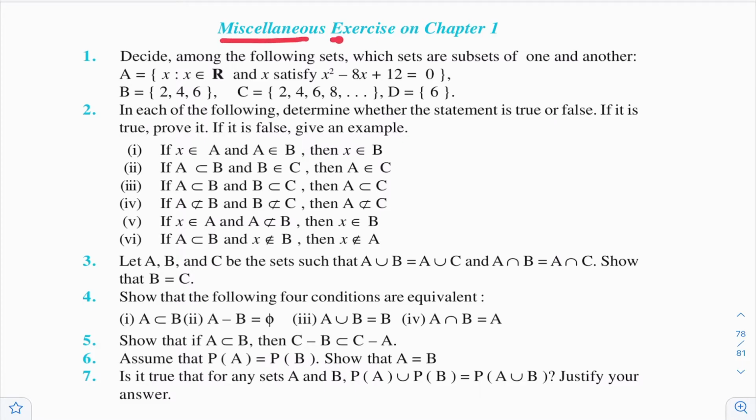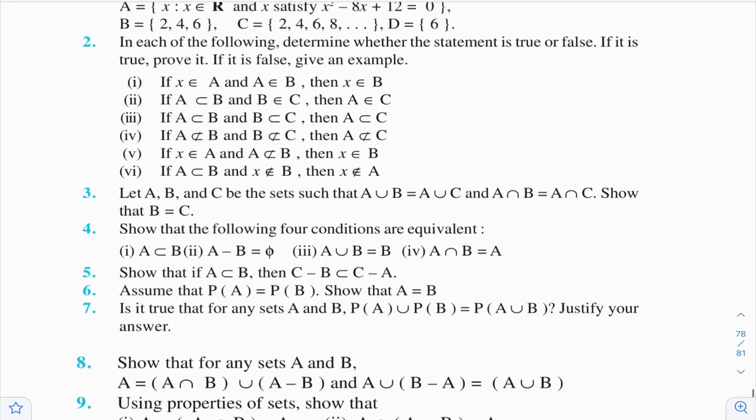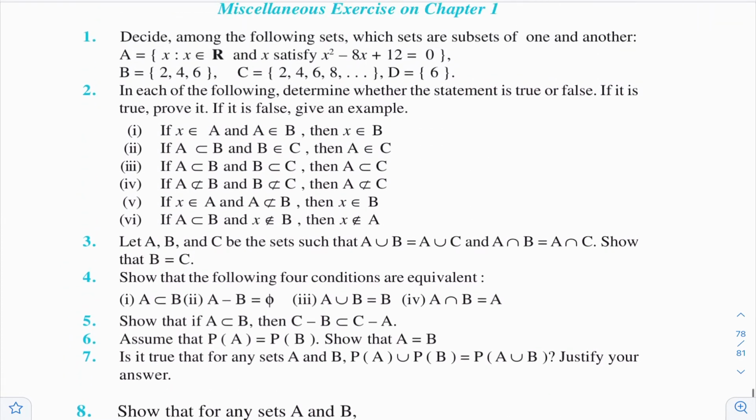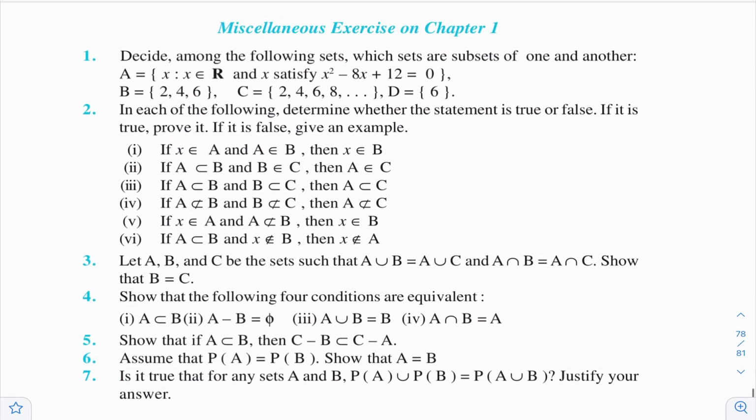Miscellaneous exercise on chapter 1. In this miscellaneous exercise, there are a total of 16 problems. These are a little difficult compared to the exercise problems. In the sets chapter, a total of 6 exercises will end, up to exercise number 1.6. If you are good in the first 6 exercises, then you can do these miscellaneous exercise problems very easily. Okay, let's see the solution for the first question.